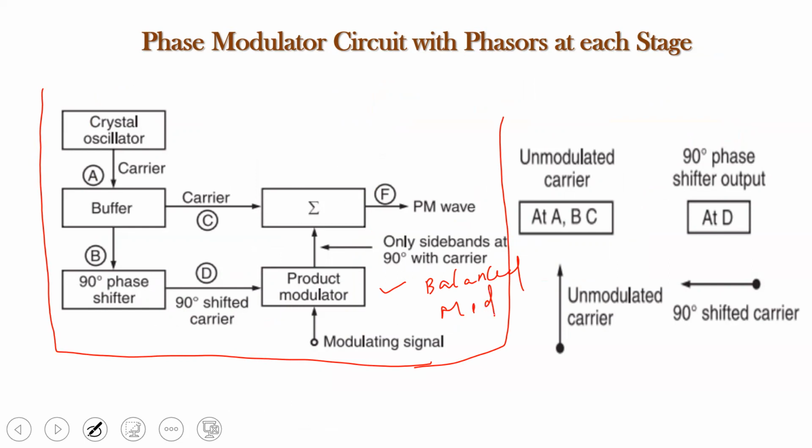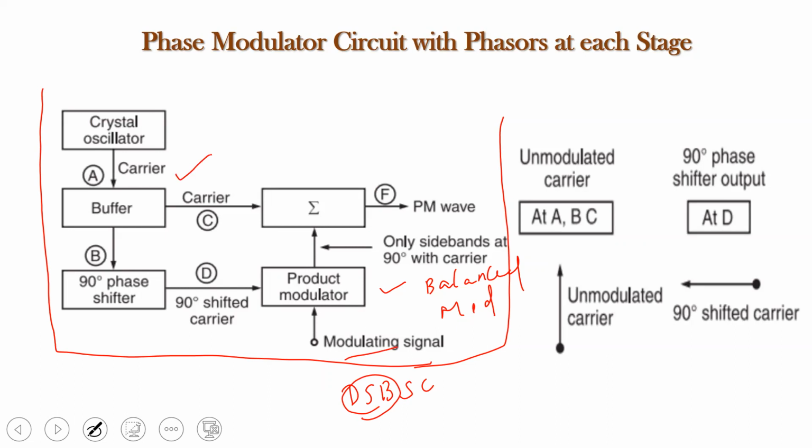And the function of a balanced modulator or a product modulator is to produce a DSB-SC wave. That is, the carrier will be suppressed and only two sidebands will be generated at the output of the product modulator. The inputs to this product modulator should be a message signal as well as a carrier signal. These are the two inputs to the product modulator.